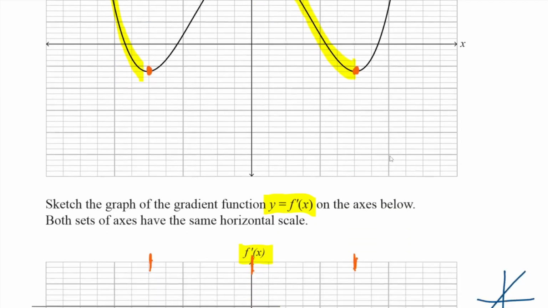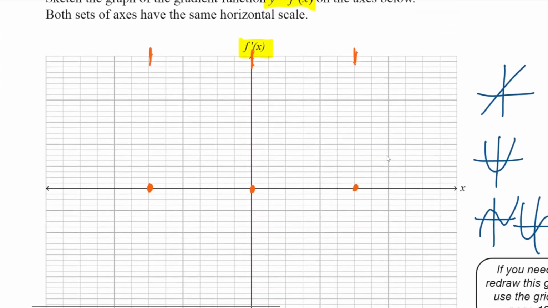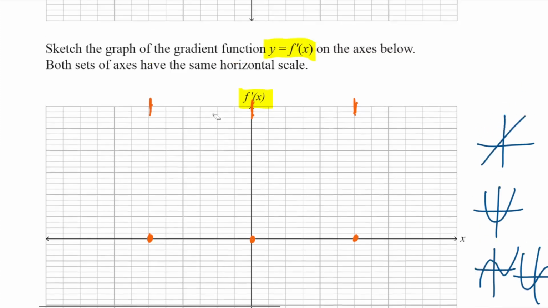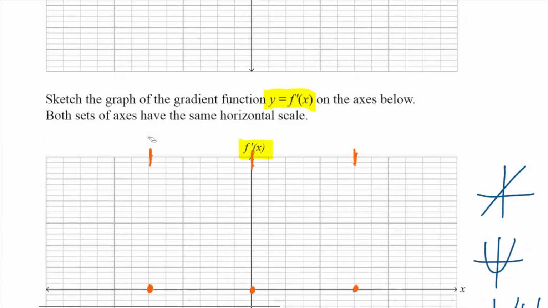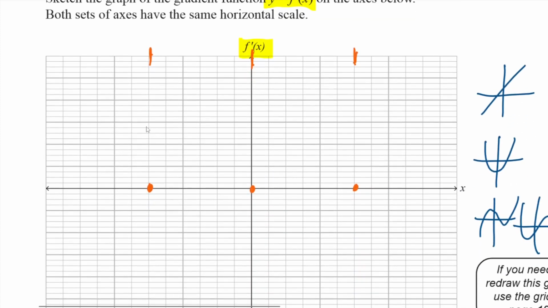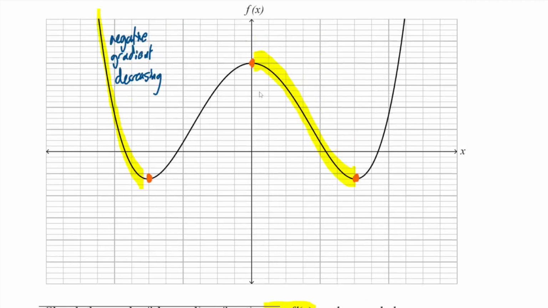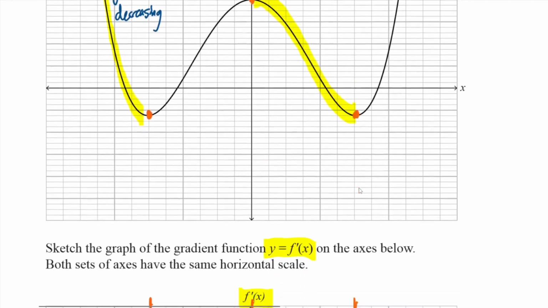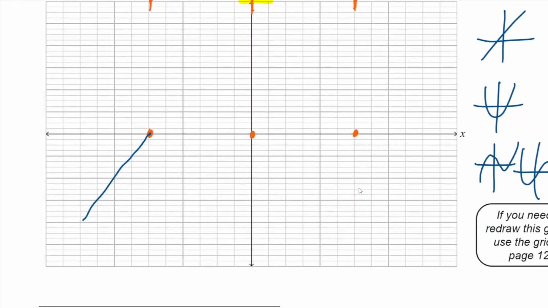So what that means on our gradient function is that for those sections, our gradient needs to be negative. It needs to be below the y-axis. So to the left of this point, needs to be below, for example, something like so. Also in between the y-axis and this second point, it's below.